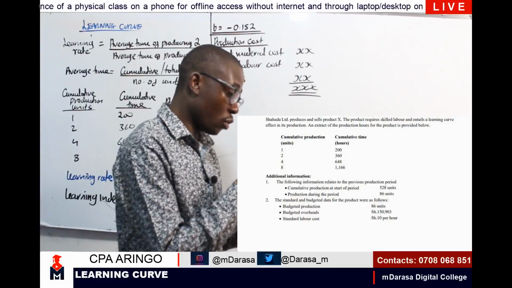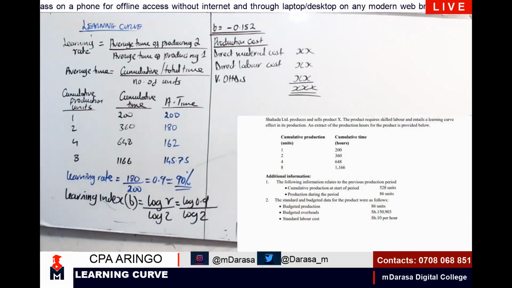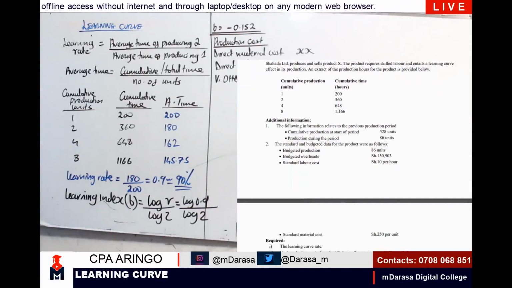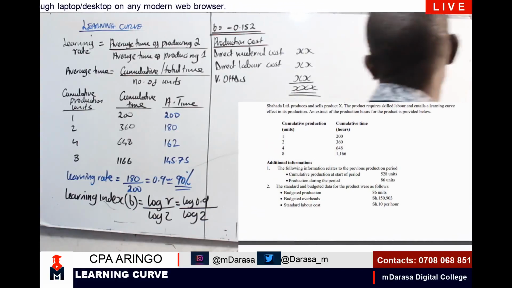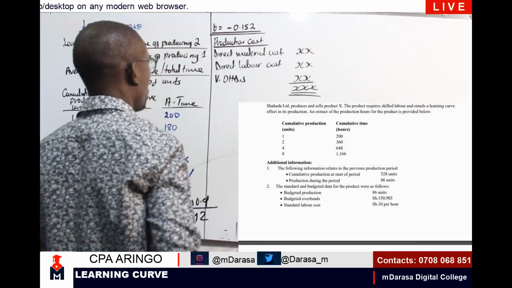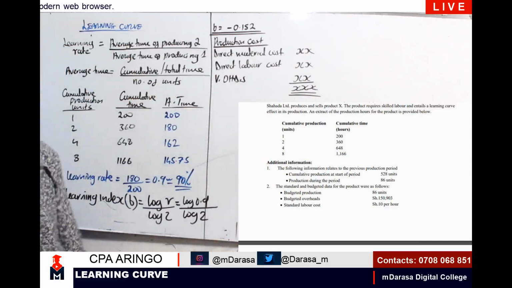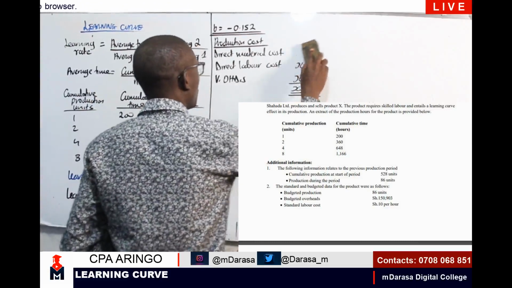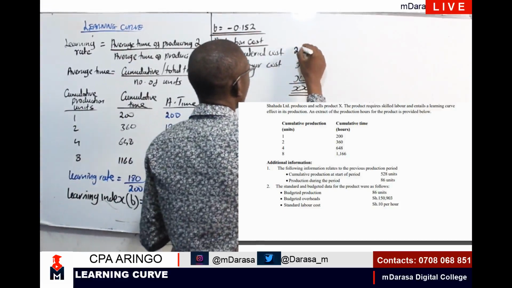Then below there, we are given the aspect to do with the standard material cost. I'm given 250 shillings per unit. That is just below here. You see? Standard material cost, I'm given 250 shillings per unit. That is what you do have, right? So, in this case, material cost, we are having 250 per unit.